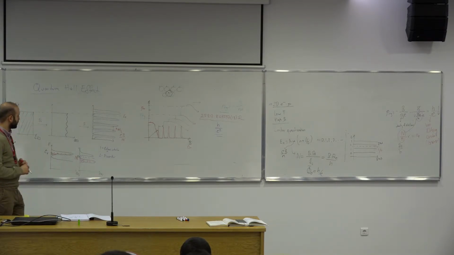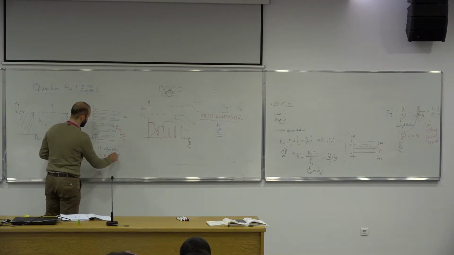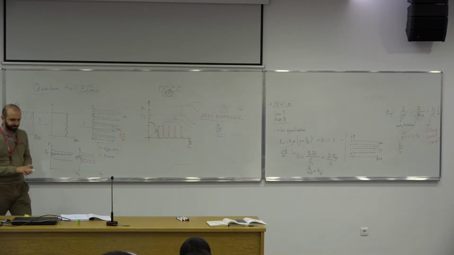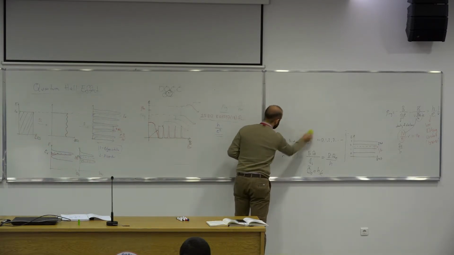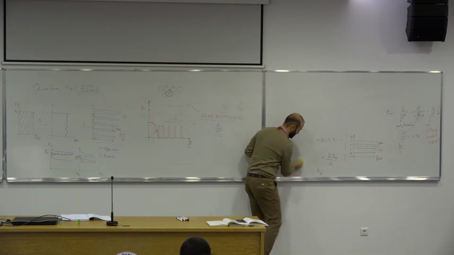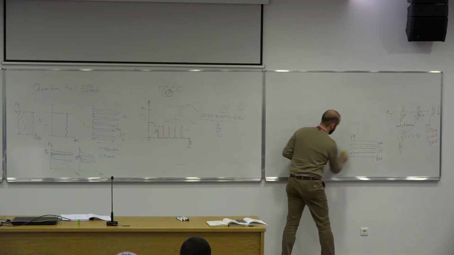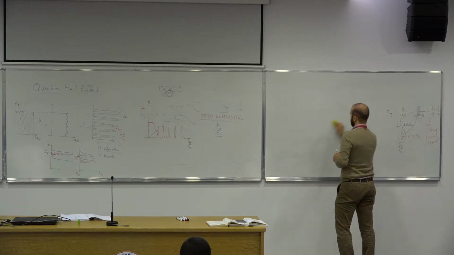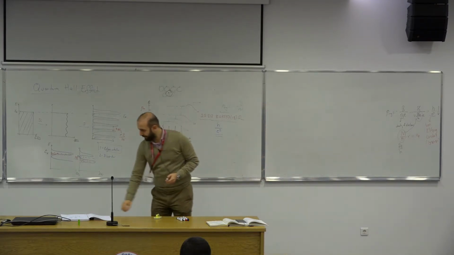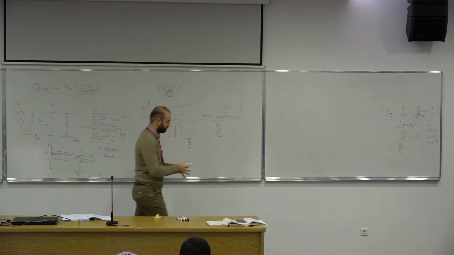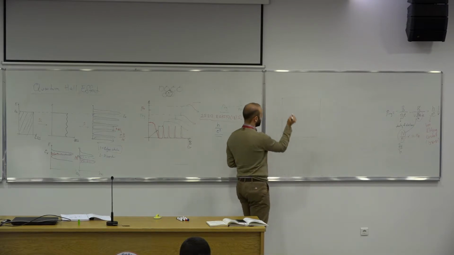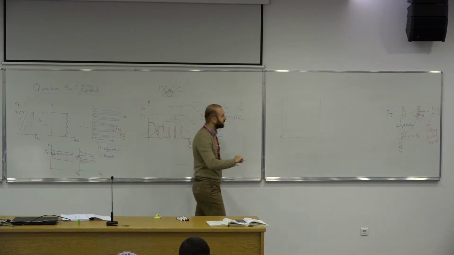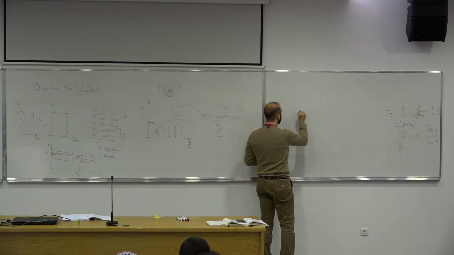Now, this is not the whole story. Again, edge states. If you remember last time, I introduced edge states. So the idea was this. I have a sample of certain size. I'm looking at it from the top. And the electrons in the center are doing the circular orbits.